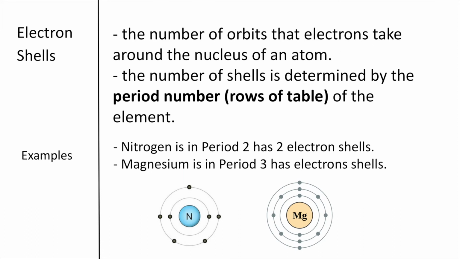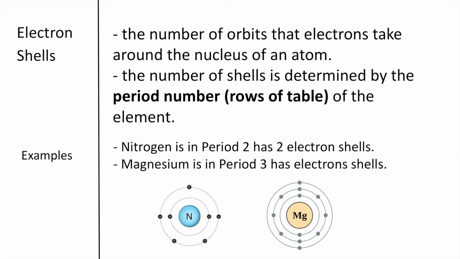Now when we're talking about electrons, they can be found in something called an electron shell. An electron shell is the number of orbits or energy levels that exist around the nucleus of an atom where we find electrons. The number of shells is determined by the period number, which are just the rows of the periodic table of that element.